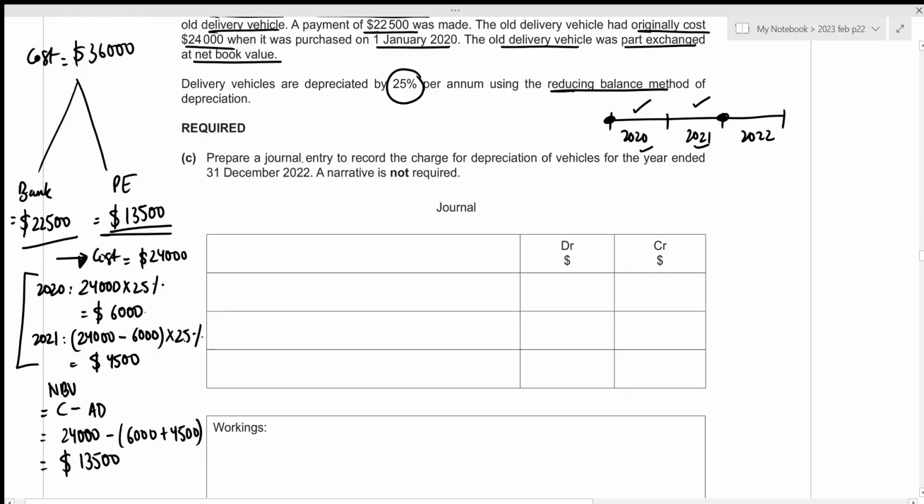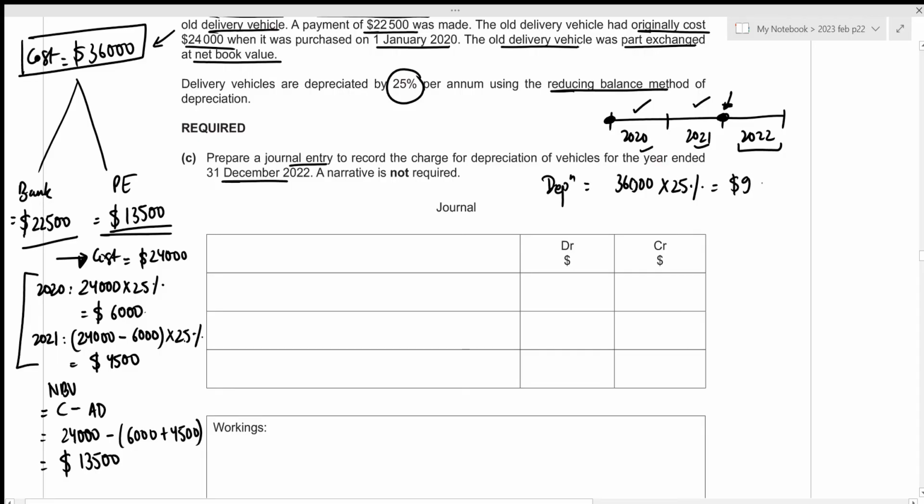Alright, now we need to prepare a journal entry to record the charge for the depreciation of vehicles for the year ended 31st December 2022. So the only vehicle that we have for the year 2022 is the one purchased on 1st January 2022, and the cost of it was 36,000, which means that we only need to charge the depreciation to this value. So let's figure out the depreciation charge. That is just going to be the cost. Since this is the first year of purchase, there will be no accumulated depreciation, and we just multiply it with the rate of 25%, which results in our depreciation charge to be 9,000.